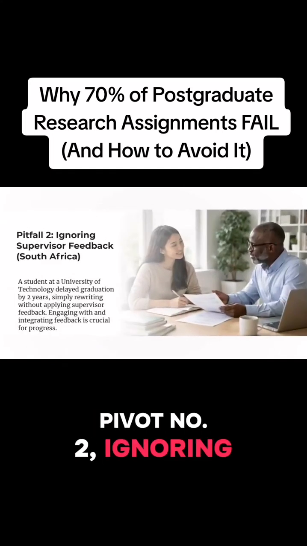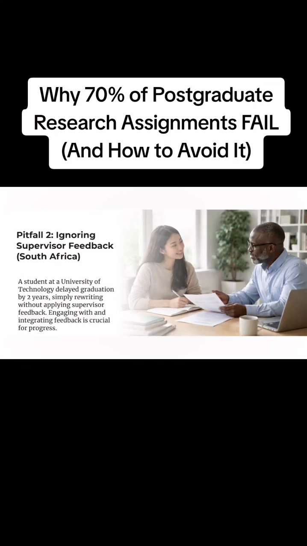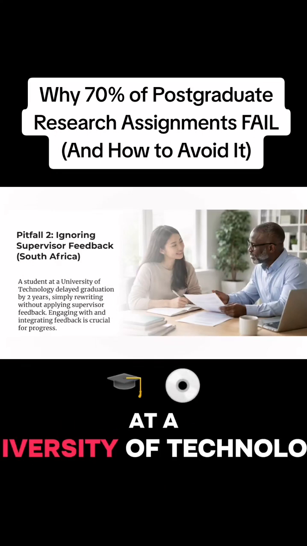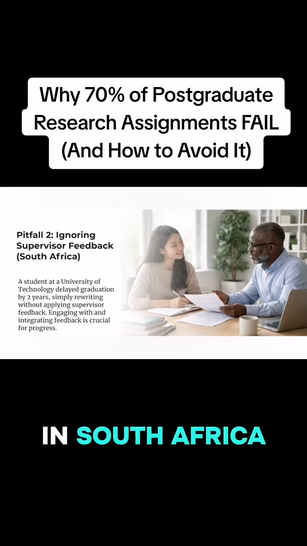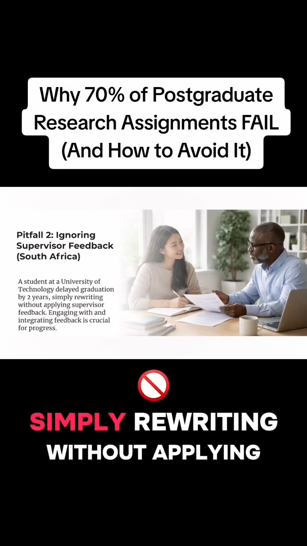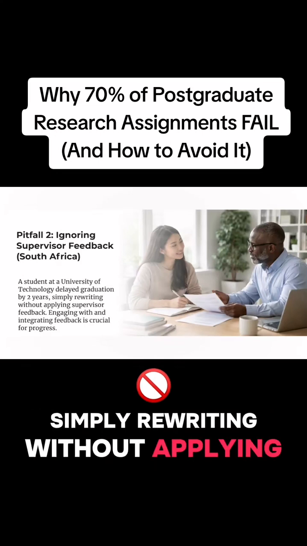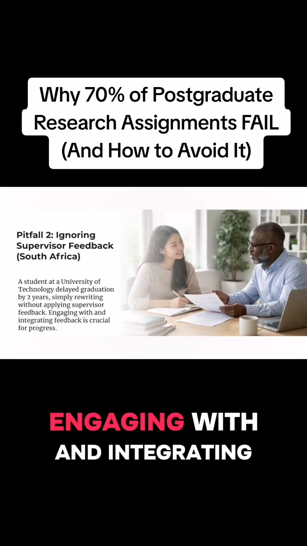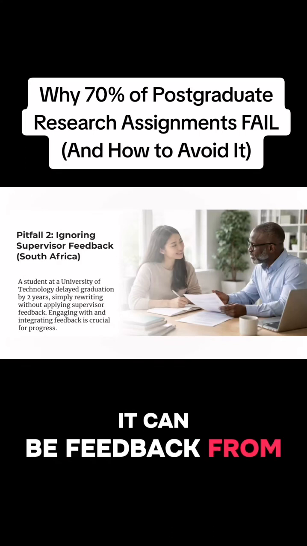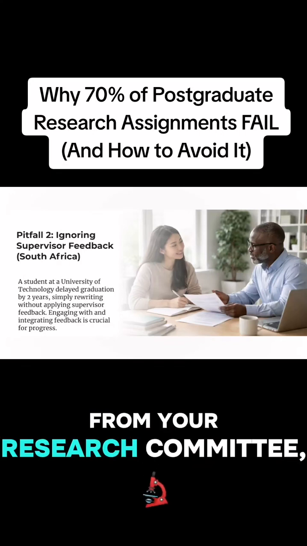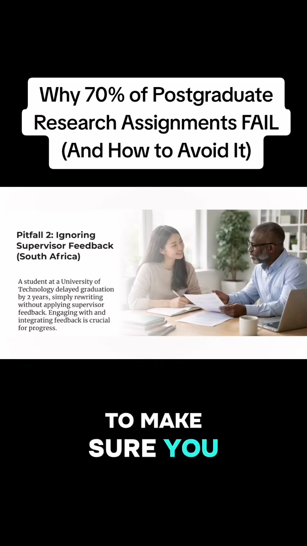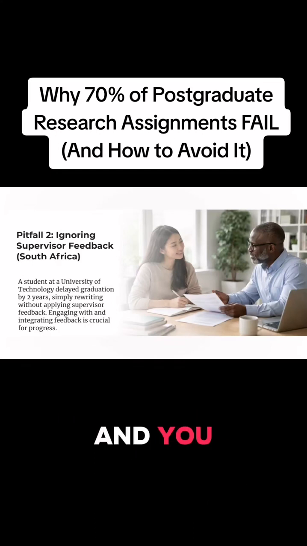Pitfall number 2, ignoring supervisor feedback. We'll look at another example from a student at a University of Technology in South Africa who delayed graduation by 2 years. Can you imagine 2 years? Simply rewriting without applying supervisor feedback. Engaging with and integrating feedback is crucial for progress. It can be feedback from your supervisor, your research committee, or examiners. It's important for you to make sure you have looked at it and you have done what is required of you.